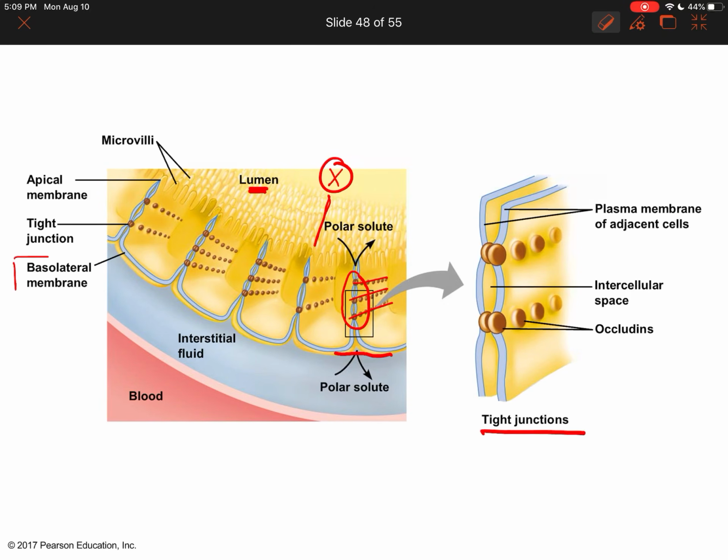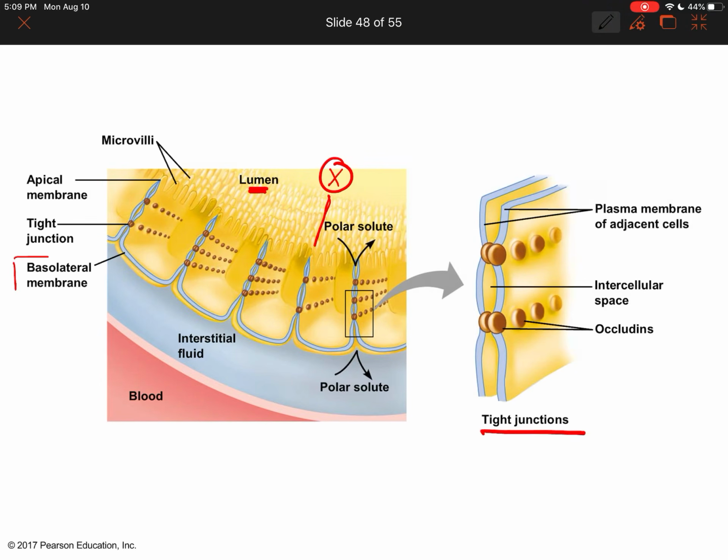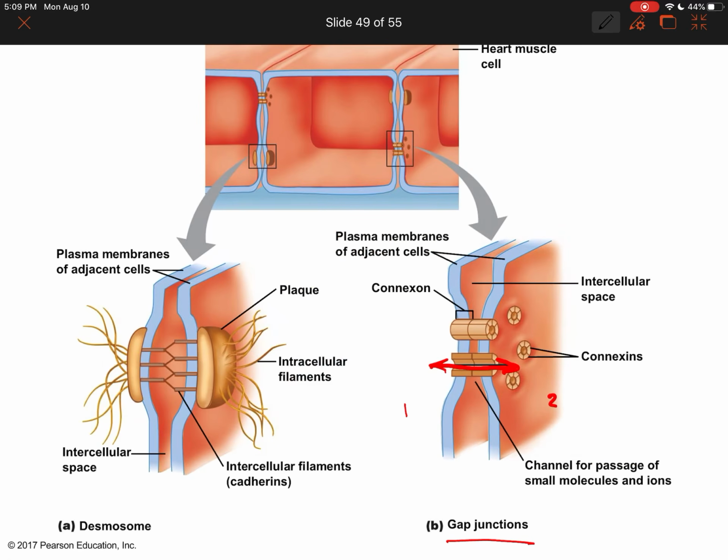light blue here. Let me just erase some of my red marking. So notice that the basolateral membrane is the blue. So lateral, basal, lateral, right? That's our basolateral membrane. All right, so that is our tight junction, made to really form a tight seal.